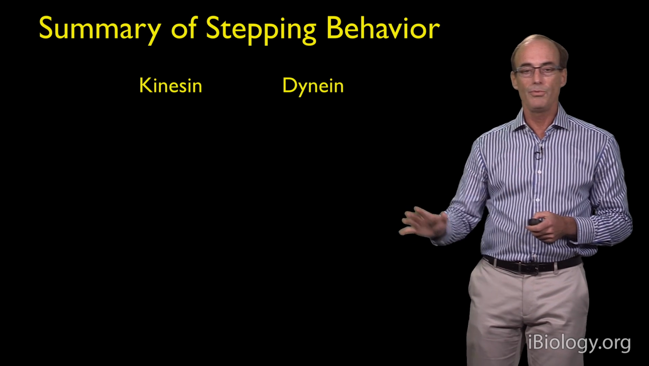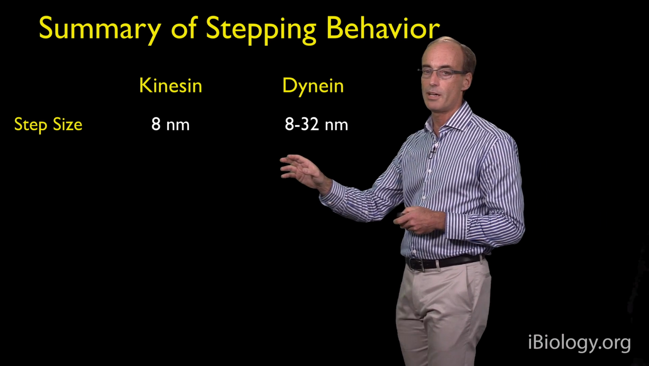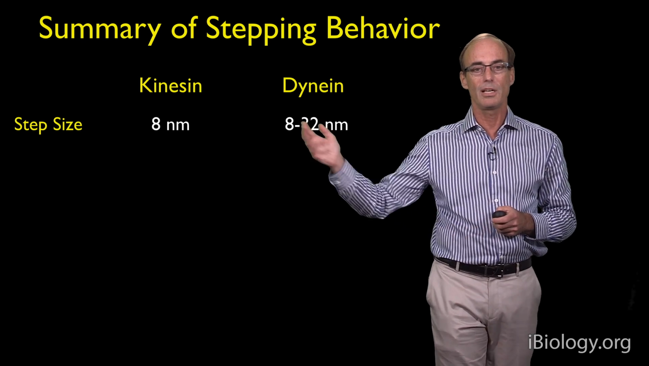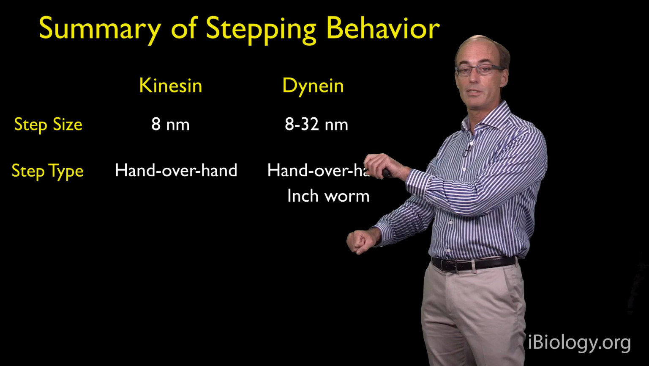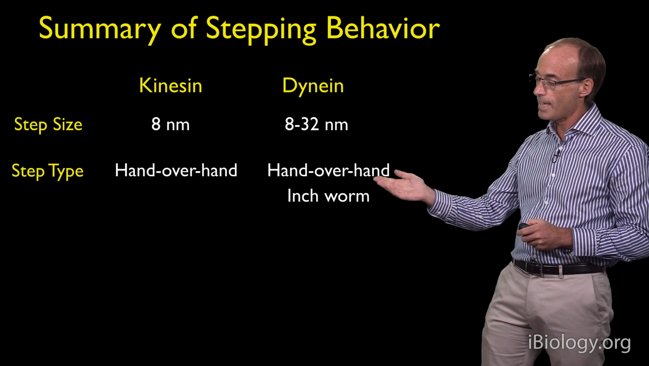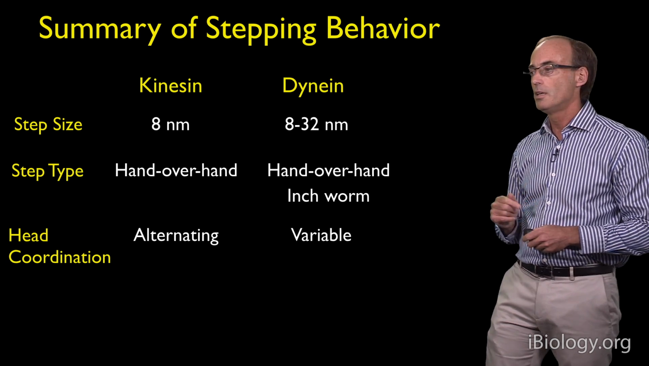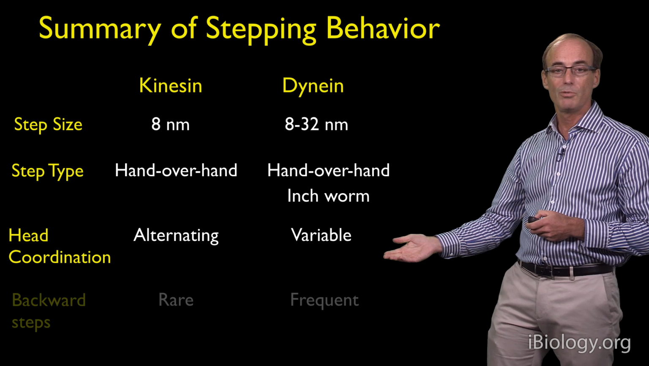So let me just review the things that I just told you. Kinesin has a very regular step size. This is the distance between subunits on the microtubule track. Dynein is more variable. Kinesin has this hand-over-hand stepping. Well, dynein can exhibit this as well, but it also exhibits this inchworm pattern. The two heads of kinesin take turns moving. That is not necessarily true with dynein.